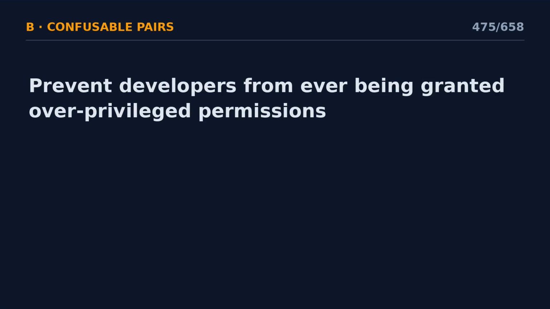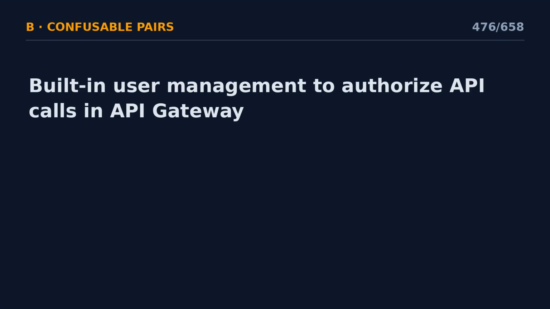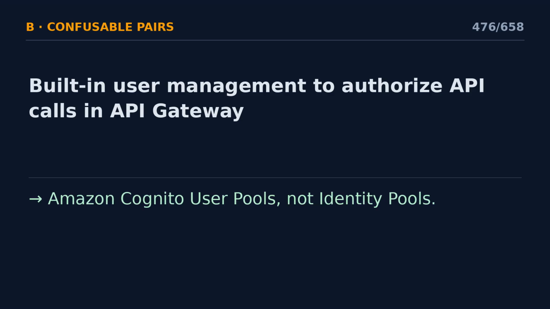Prevent developers from ever being granted overprivileged permissions. Answer: permissions boundary, which sets the maximum permissions ceiling for the identity. Built-in user management to authorize API calls in API Gateway. Answer: Amazon Cognito user pools, not identity pools.